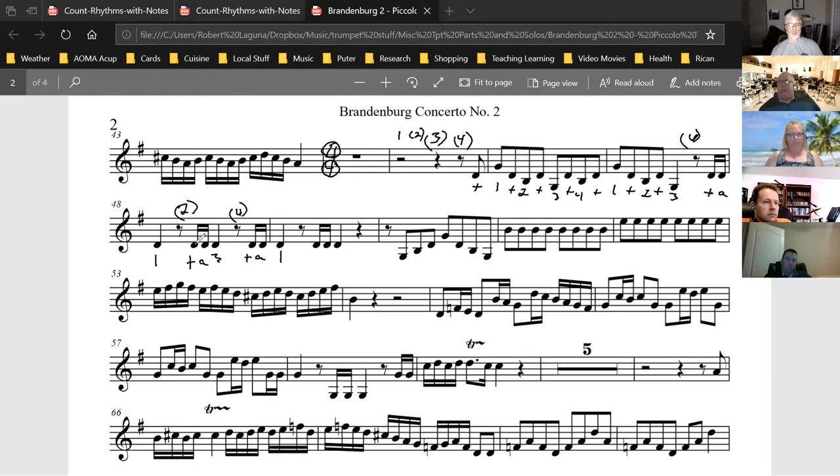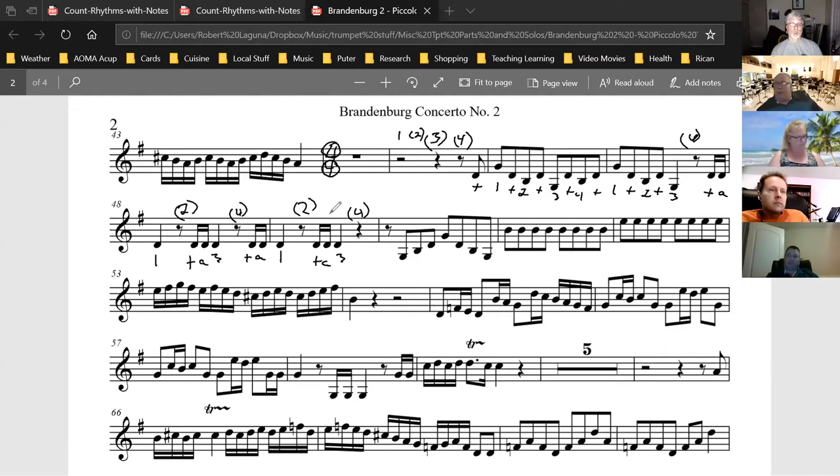And you can see that the next measure is very similar, where you would have rest on two. And then this would be end of three. But now beat four is a rest. So that measure, one and a three and rest on four. Okay? So that's basically how you work through a rhythm that's giving you trouble.